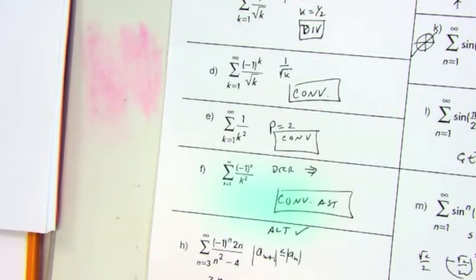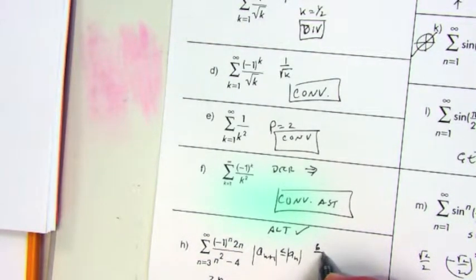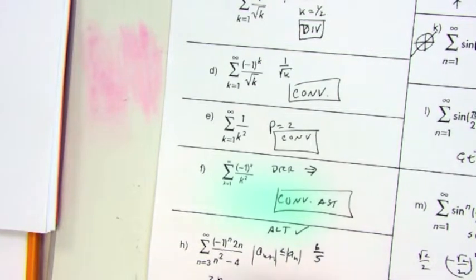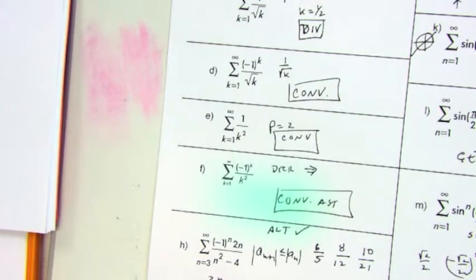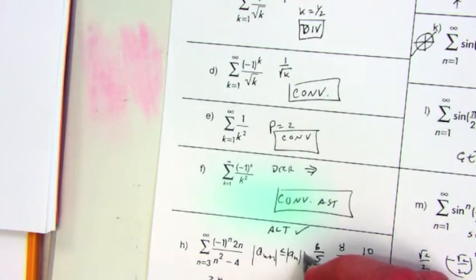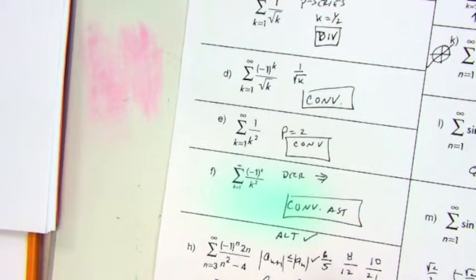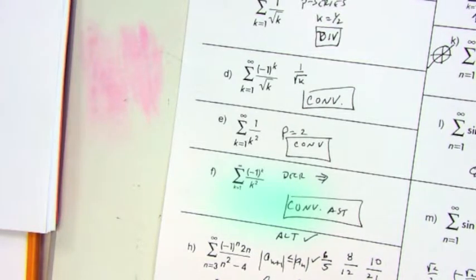Because when n is 2, I think I get undefined. Yeah, it starts at 3. So you get 6 over 5. Then when n is 4, you'd get 8 over 16 minus 4, which is 12. Then you would get 10 over 21, and each term is now getting smaller and smaller, so it's decreasing, and the limit as n goes to infinity of 2n over n squared minus 4 equals 0, so it converges by AST.